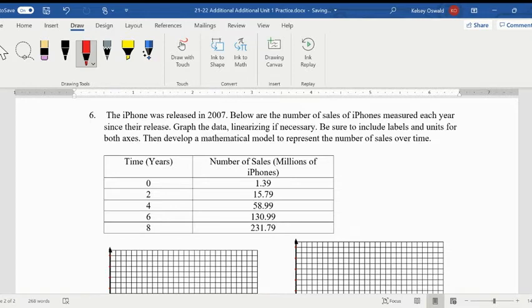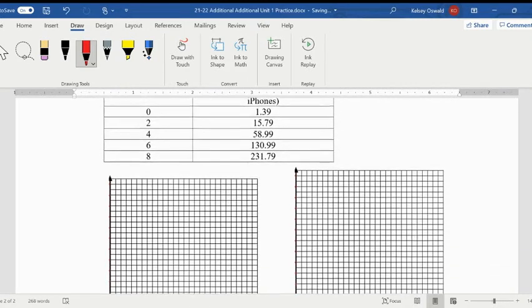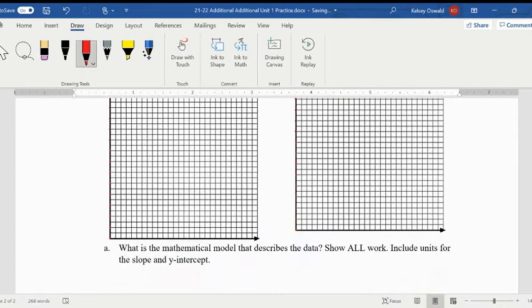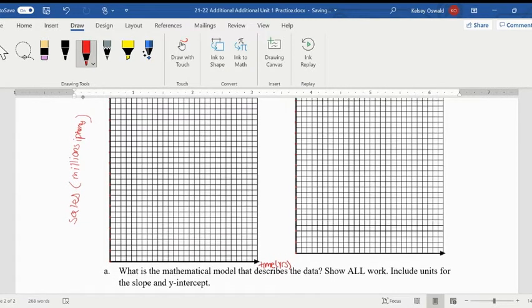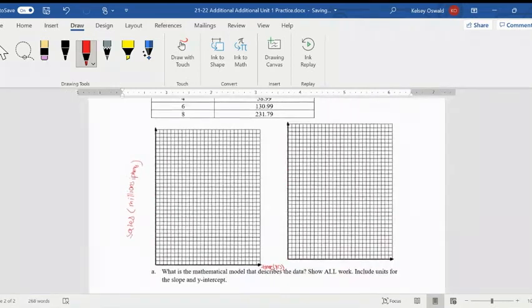So here, since the number of sales depends on the time, time is going to go on our x-axis. So we want to label that with time measured in years. Okay, so make sure you include our variable and unit on your axis. And then on our y-axis, we're going to have the sales, and that's measured in millions of iPhones. Okay, so make sure you include what is on each axis and what unit is being used to describe them.